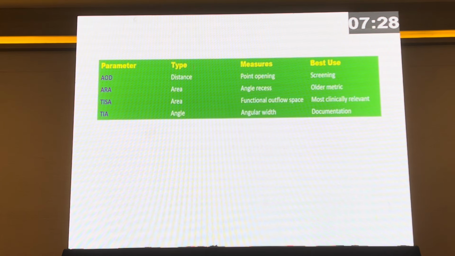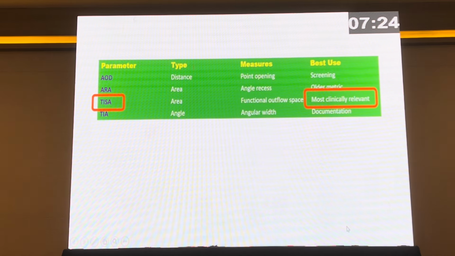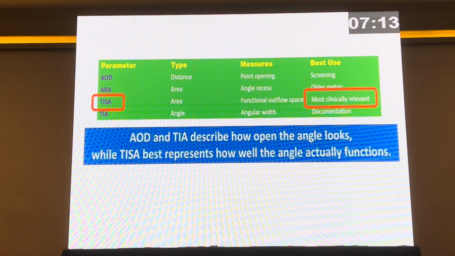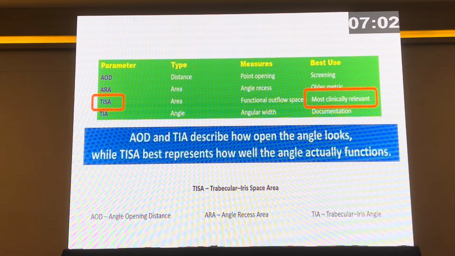The parameter AOD mainly assesses the distance, and the ARA calculates the area. TISA is also about the area, and TIA is about the angle, in which TISA is the most clinically relevant one. Here AOD and TIA describe how open the angle looks, but it's actually the TISA that tells us how well the angle is functioning. So TISA is the trabecular iris space area, and the others are angle opening distance, angle recess area, and the trabecular iris angle.